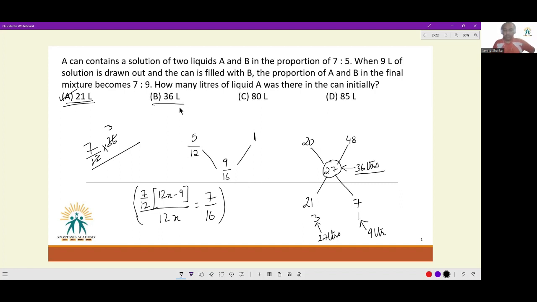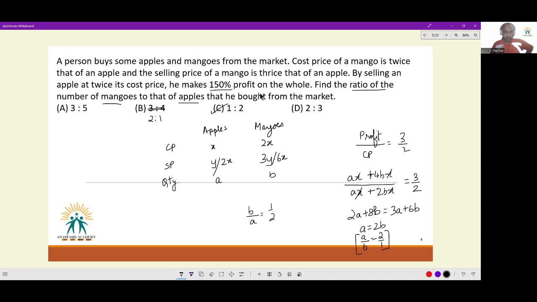If somebody has marked 36 liters here, what we have marked is the total volume of the solution. But the question was only asking for liters of liquid A. So hopefully we did not make that error.